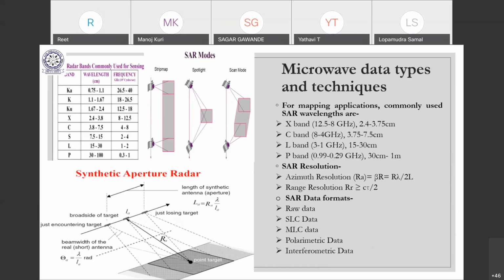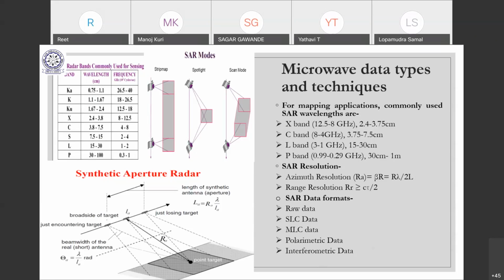Now coming to the microwave data types and techniques, the usual bands that we use, the microwave data ranges from Ka band to P band. There are Ka band, K band, Q band, X, C, S, L and P. However, in the imaging microwave remote sensing, we usually use X, C, L and P band data, and it has two types of resolution, azimuth resolution and range resolution, and the data is provided to the user in several forms, that is raw data, SLC data, MLC data, polarimetric data and interferometric data.